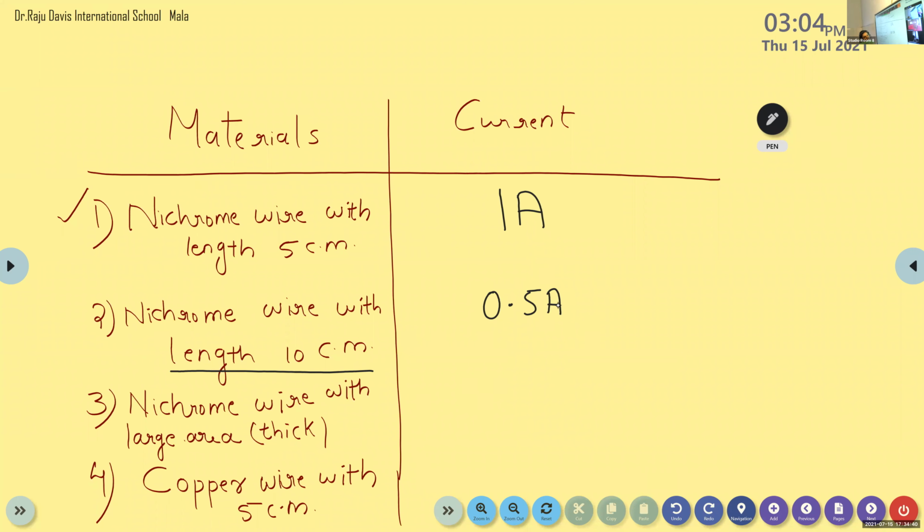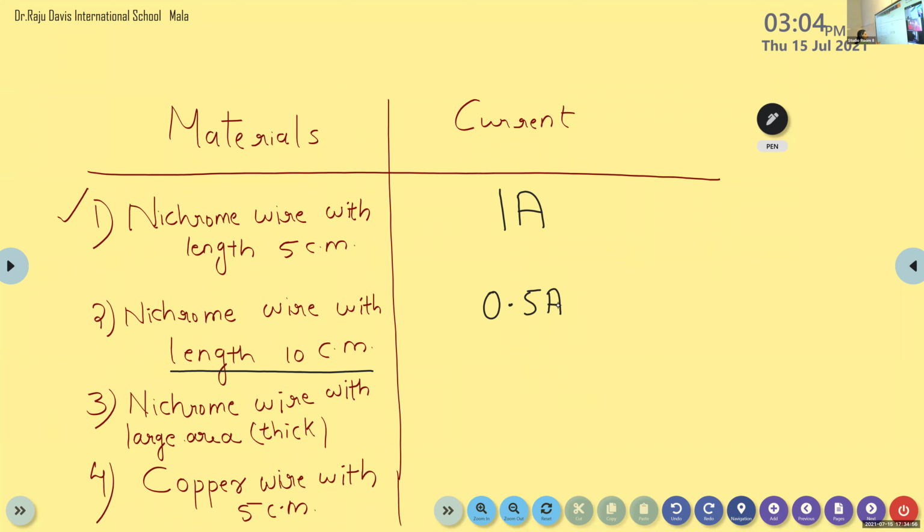Now can you say what happens to the value of current? Does it increase or decrease? It decreases. Okay. So now we are moving to the third case.